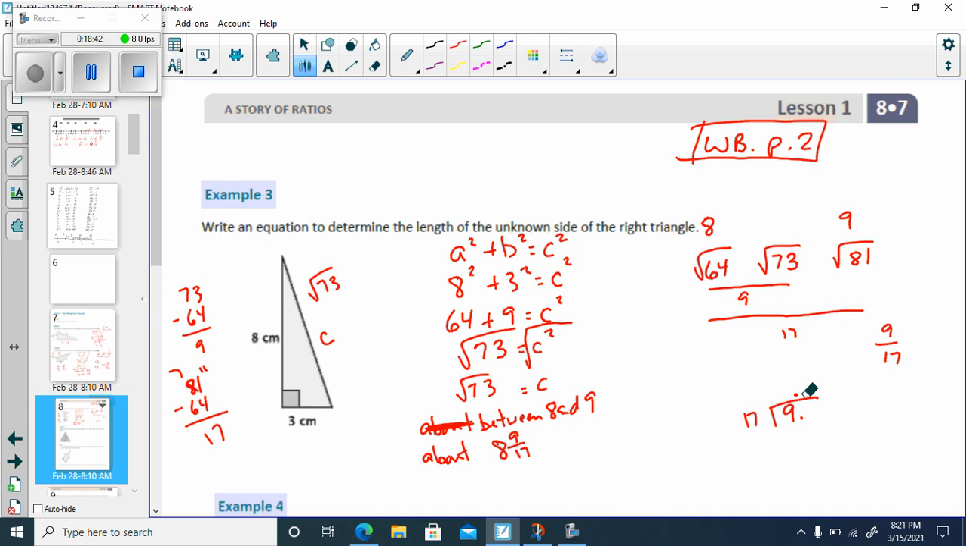It can't go into 9, but if you put a decimal there, how many times can 17 go into 9? Okay, let's try 5 and see if it works. 7 times 5 is 35. 5 times 1 is 5, 6, 7, 8. Yeah, that works, right? Because we only have 5 left over. It's less than 17. So this is about 0.5. Our 9/17 is about 0.5. So that is about 8.5, right?